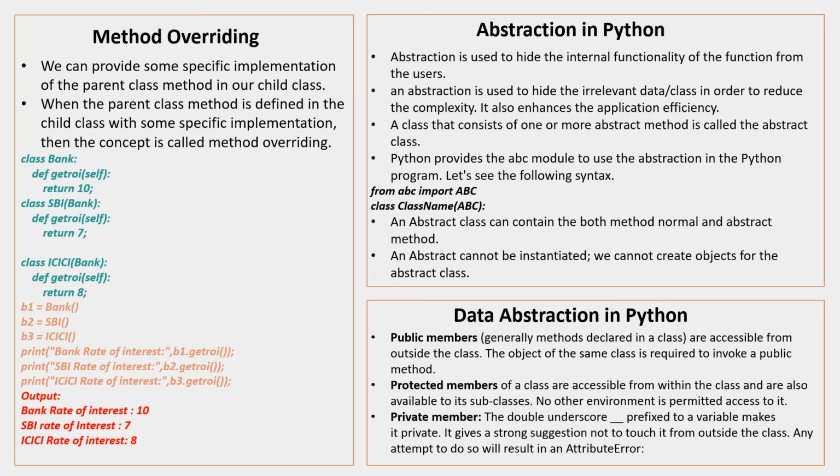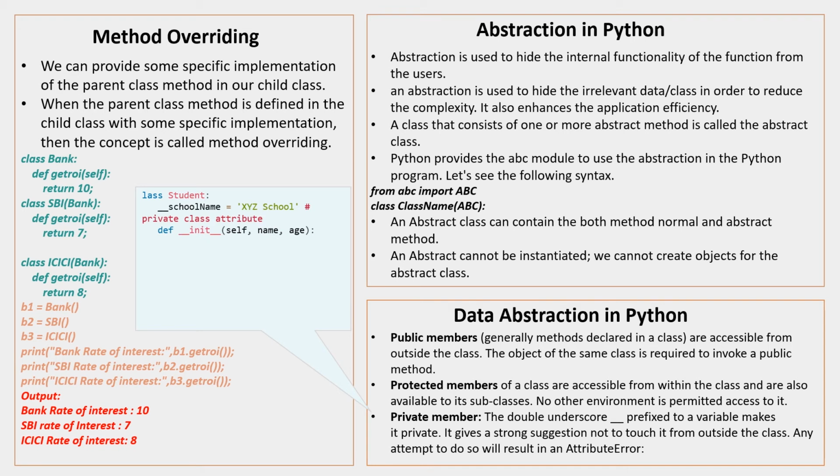Then the third one we have is the private member. A private member begins with a double underscore, the double underscore is prefixed to a variable, which makes it private. I hope you got it. It gives a strong suggestion not to touch it from outside the class. Any attempt to do so will result in an attribute error. I hope you got how to make a private member, but we will make it and see.